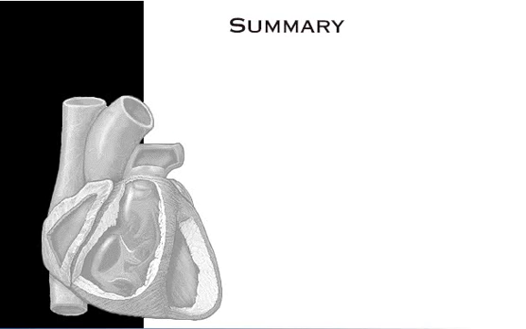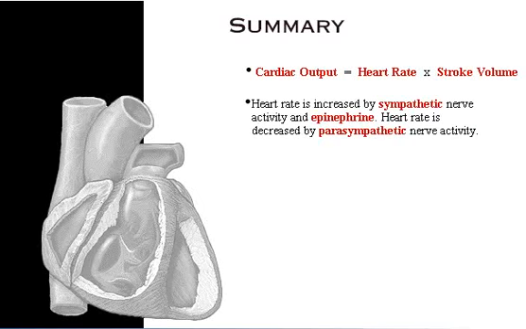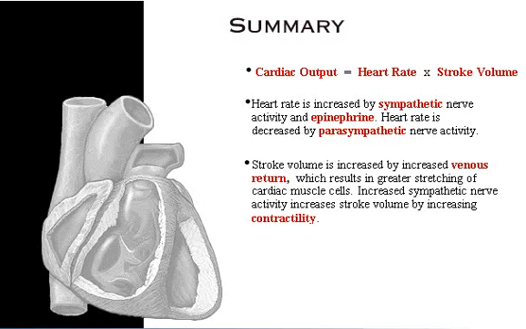Here's a summary of what we've covered. Cardiac output equals heart rate times stroke volume. Heart rate increases with sympathetic nerve activity and epinephrine. Heart rate decreases with parasympathetic nerve activity. Stroke volume is increased by increased venous return, which results in greater stretching of cardiac muscle cells. Increased sympathetic nerve activity increases stroke volume by increasing contractility.